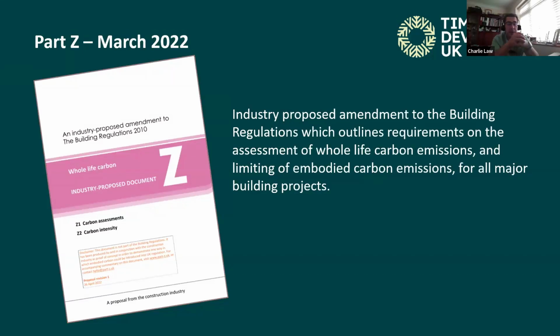One of the key things, which I think we're going to see coming down the line, is something we've termed Part Z at the moment. This is an industry initiative encouraging the government to require the assessment of whole life carbon emissions for all projects, starting off with major building projects, and also limiting the embodied carbon emissions within them. So not just measuring that carbon, but also setting limits per square meter on the amount of carbon that can be produced. If we get that, it's going to be a big plus for timber products, because timber generally does have a low embodied carbon.